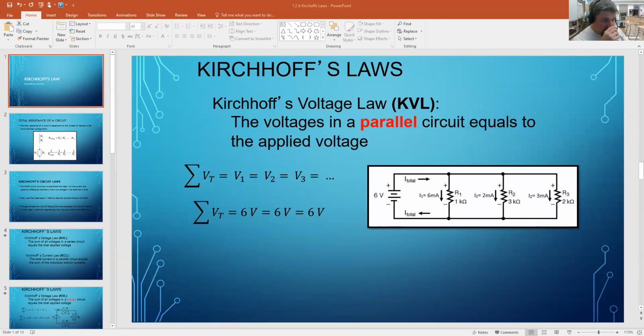In parallel circuits, though, the voltage is the same throughout. This is 6, that means this is 6, which means that's 6, which means that's 6. It's all the same. It does not change with a parallel circuit. Only with a series does it add up.